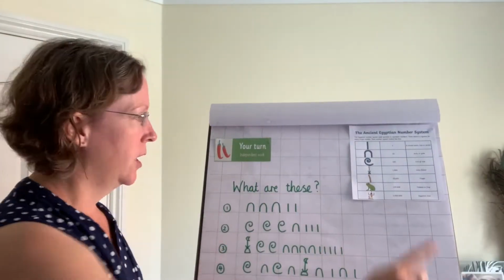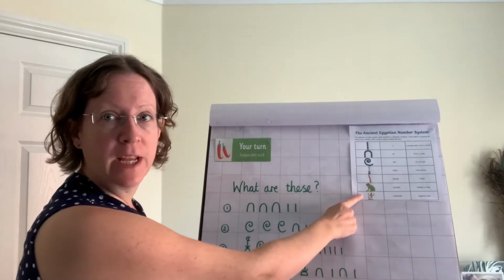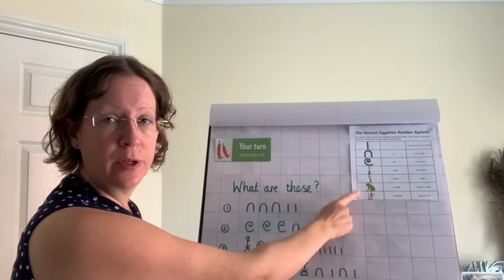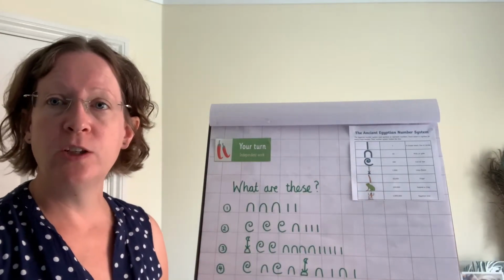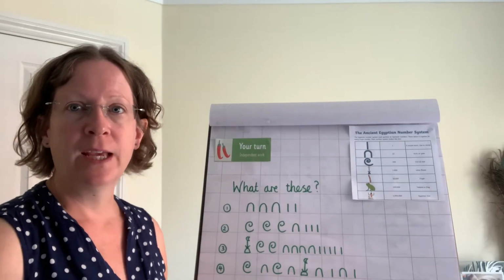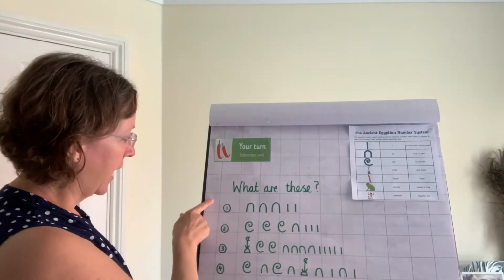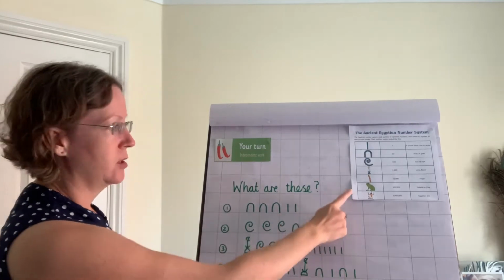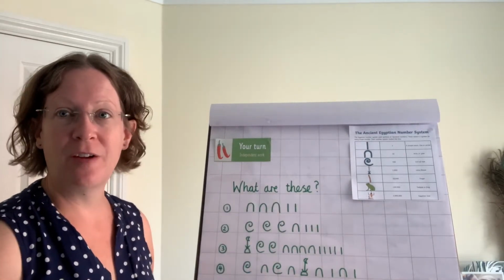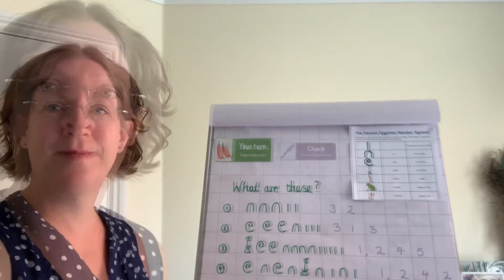Okay, so I've got our decoder here that's going to help us work out the numbers. So it's going to be a little go at your turn now. So in your books, can you have a go at working out what these are using this to help you? Pause the video now and then we'll come back and check.